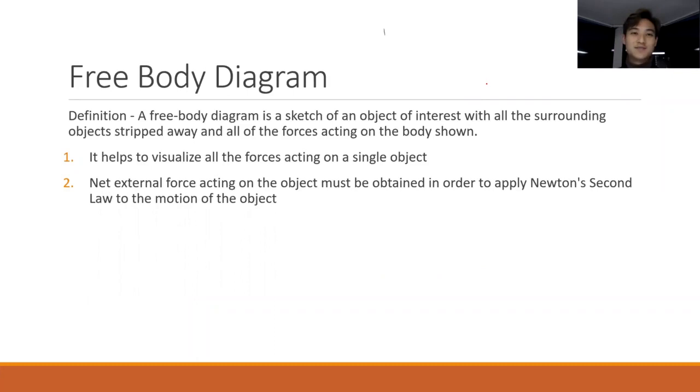Let's dive in. A free body diagram is a sketch of an object of interest without its surroundings, and it only shows all the forces acting on the body. It helps us visualize all the forces to determine what is the actual net force acting on our object, so that we can apply Newton's second law of motion.